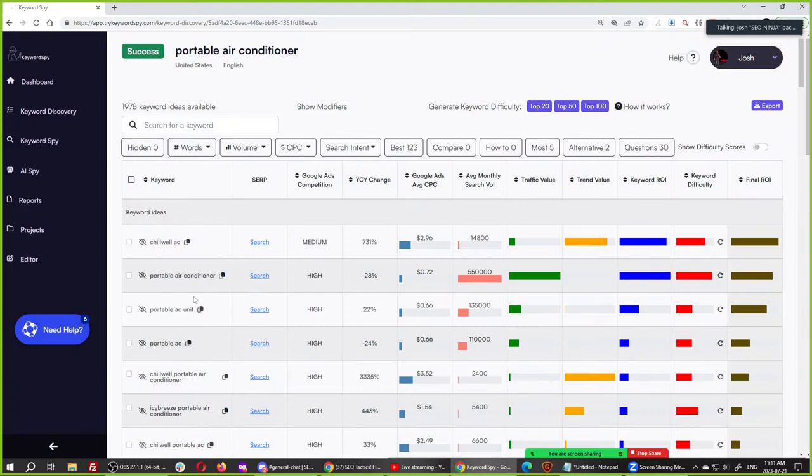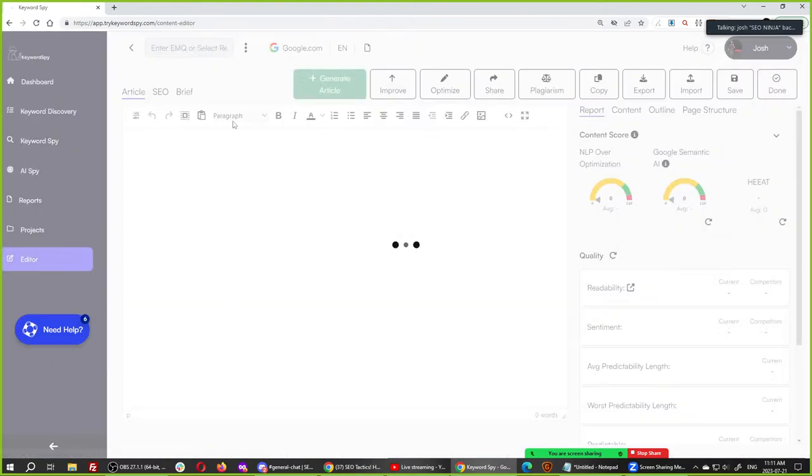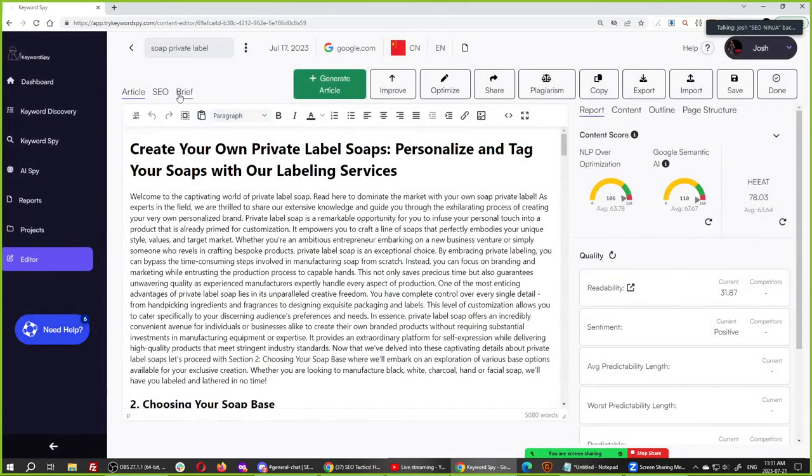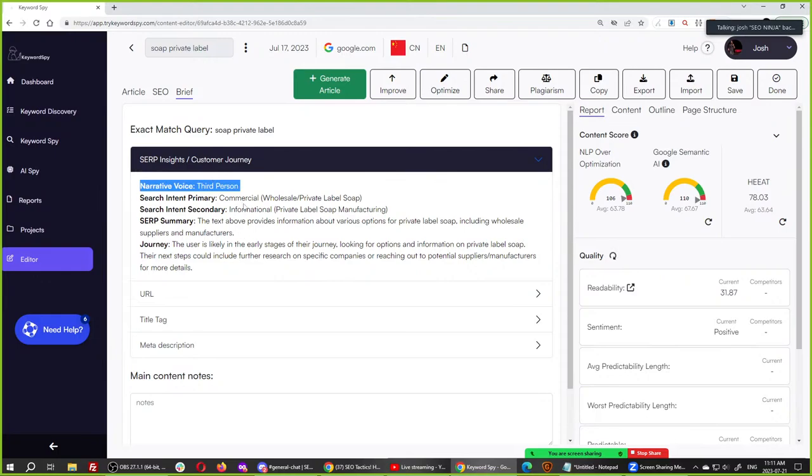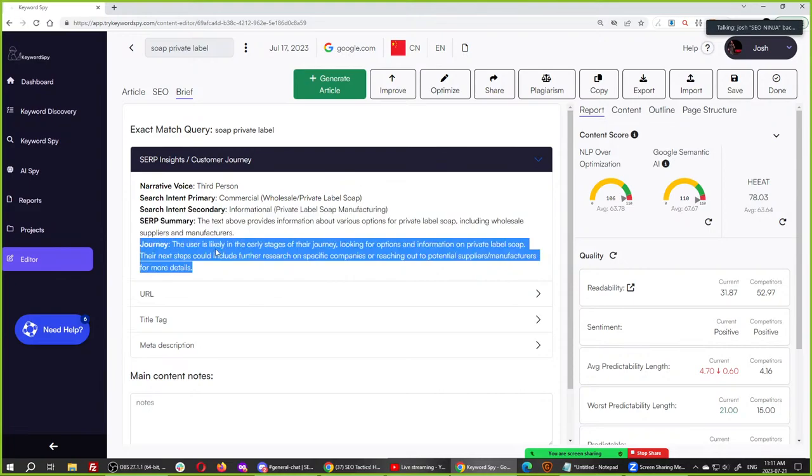I would put those on two different pages. And I would use Keyword Spy to tell me what the query intent is for this one versus the query intent for this one. If you find a difference in query intent, then you know how to structure your article differently, and therefore you don't have duplicative content. Let me show you in Keyword Spy, under Editor. I'll just pick this keyword here. For example, you would go under brief, and it's going to tell you the narrative voice, the primary search intent, the secondary search intent, the SERP summary, and the journey. See if you can find a difference between portable air conditioner and portable AC unit.